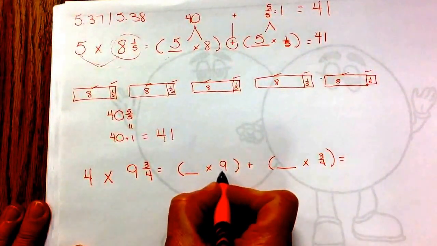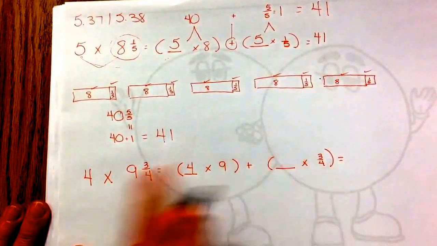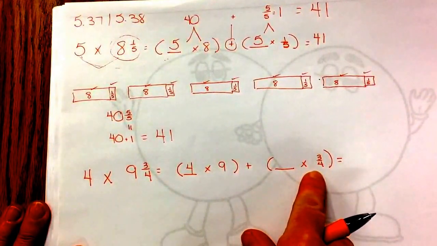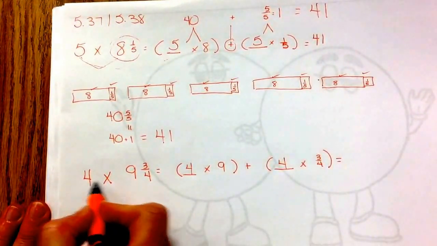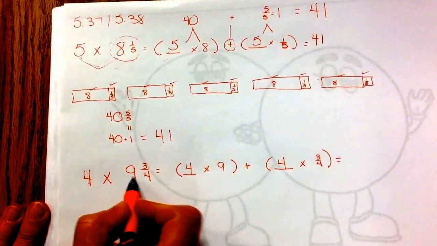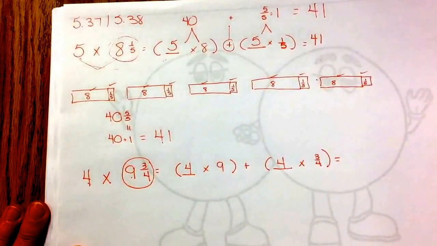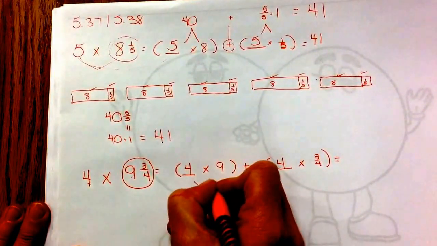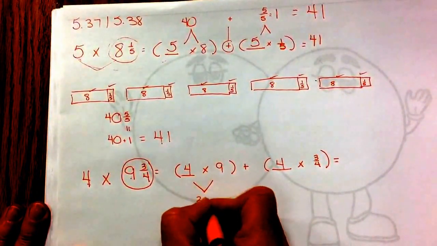So what am I multiplying 9 times? Well, I'm multiplying it times 4. 4 times 9. What am I multiplying 3/4 times? Well, I'm multiplying it times 4. The 4 isn't just times the whole number. It's not like adding. When you multiply, you're multiplying the whole piece. 4 times 9 is 36.